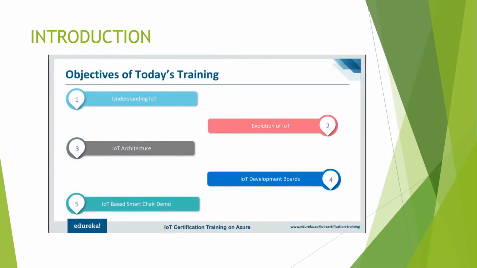So let's have a look at the objectives of today's training. We'll start off by understanding what exactly is Internet of Things, and then we'll have a look at the evolution of Internet, following which we'll go through the IoT architecture, and further, look at the different development boards used for IoT. And finally, we'll implement the concept of Smart Chair using Raspberry Pi 3.